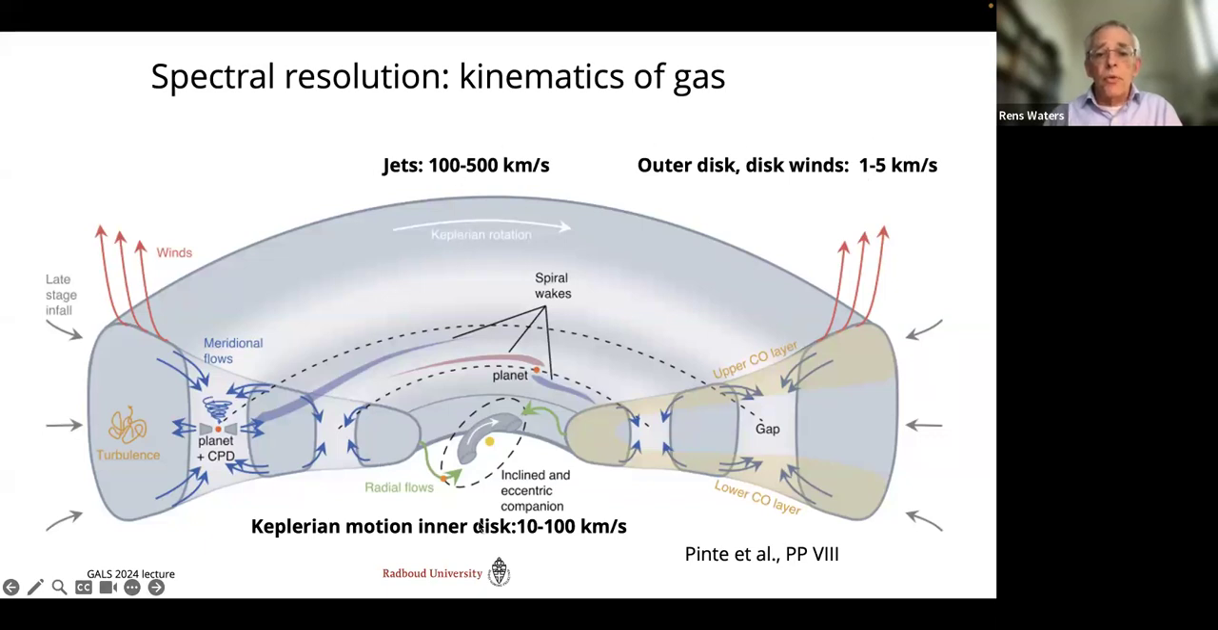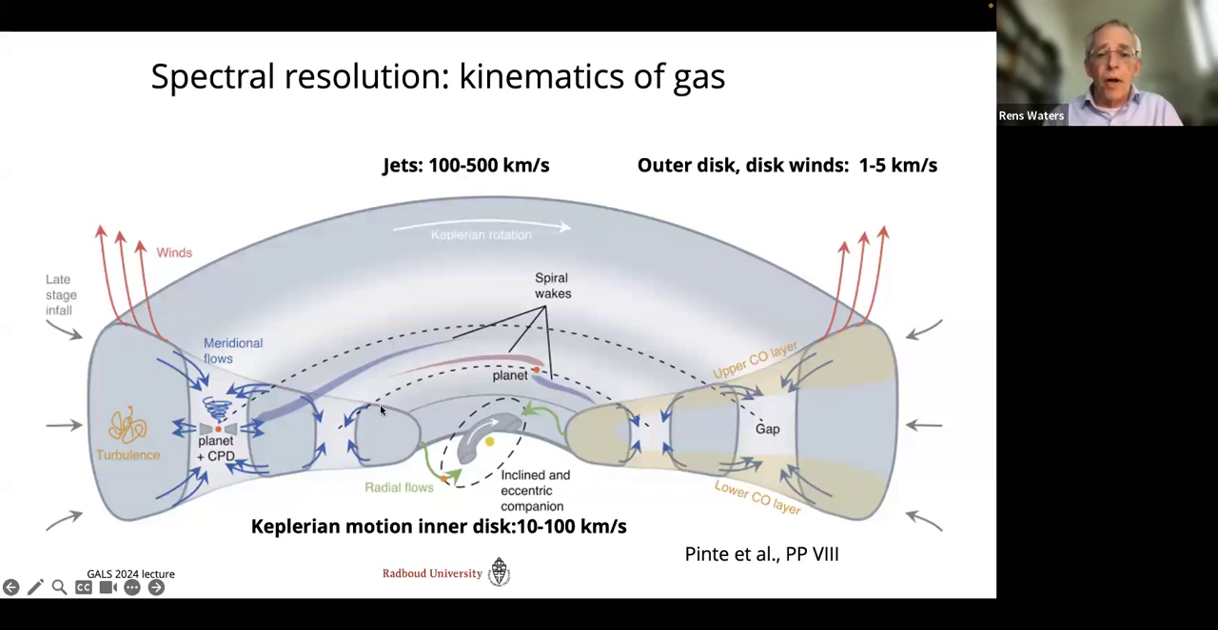But in the inner disk, of course, the rotation is much faster. At an orbit of an astronomical unit, you can imagine that for a solar-type star, the rotational velocities are of the order of 30 kilometers per second. So if you want to spectrally resolve kinematics of gases in the inner disks, you need 10 to 100 kilometers per second. They're not drawn in this diagram, but present in many young objects that are still accreting are jets and collimated outflows, and those have typically velocities of several hundred kilometers per second.